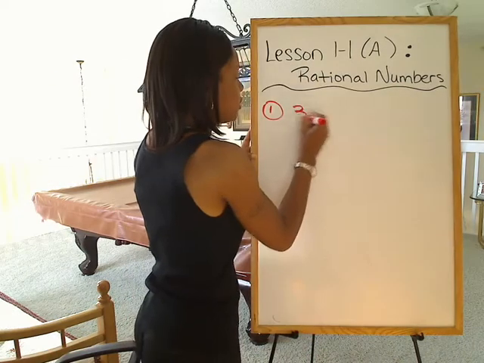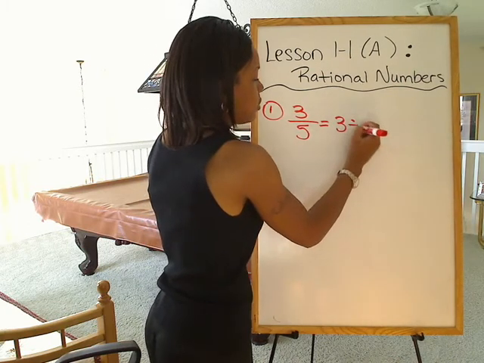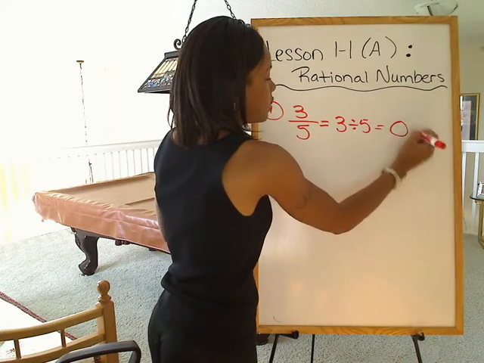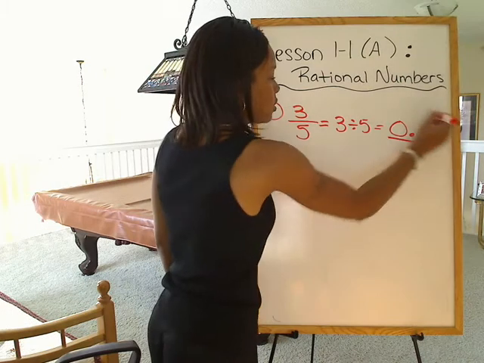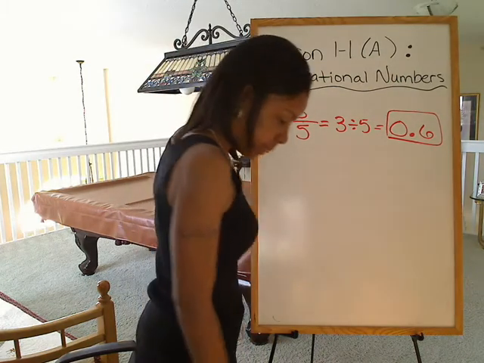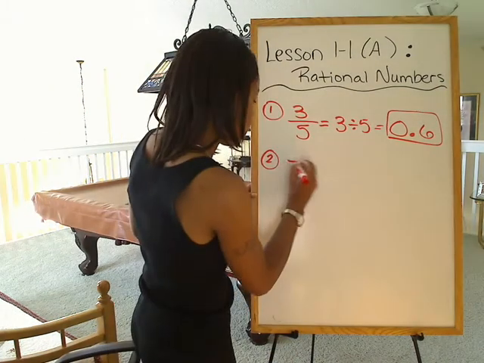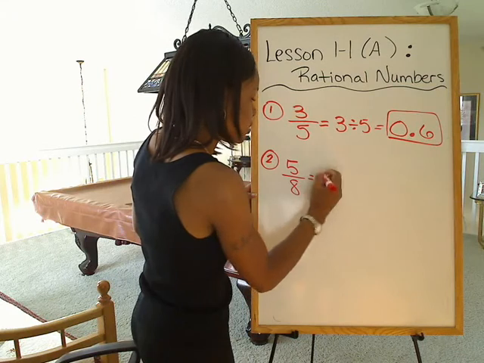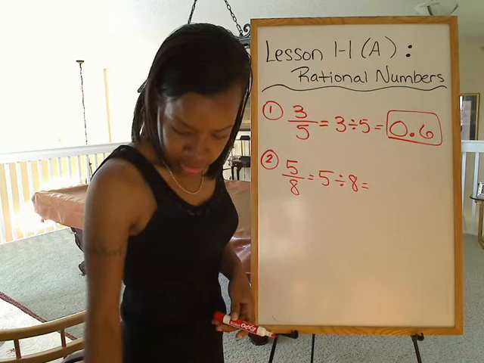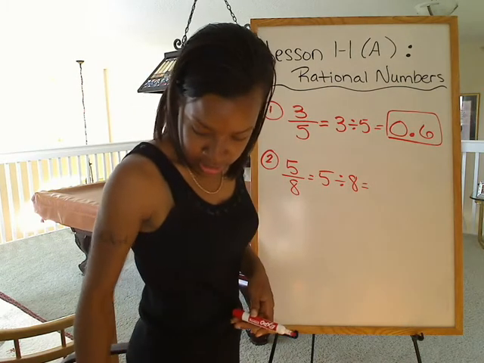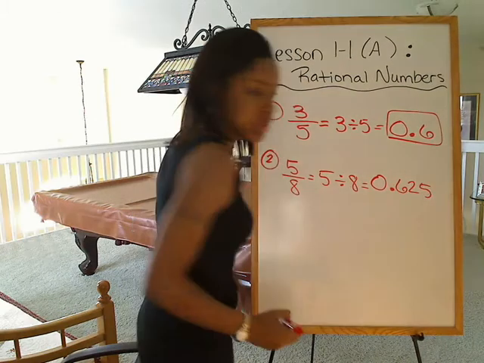So here's the fraction, and if we want to write it as a decimal, we simply do 3 divided by 5, which gives us 0.6, and you're done. This is the final answer. Number 2 is 5/8. So you do 5 divided by 8, and I don't have this in my head, so I'm going to use my calculator. 5 divided by 8 equals 0.625. Final answer.